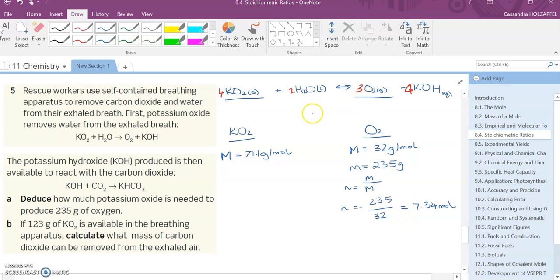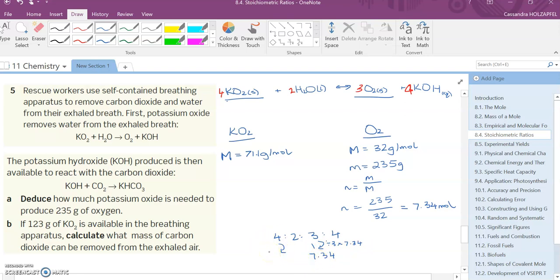Okay, so in our original expression, we've got this ratio, 4 to 2 to 3 to 4. In particular, we've got this oxygen here, which we know we have 7.34 moles of. So what have I multiplied this by to get to here? Because whatever I've done to this, I'm going to need to do the same thing to this expression here. So what I'm going to do is first divide by 3, and then multiply by 7.34, because if I divide by 3, that gets me down to 1 mole, and then if I multiply by 7.34, that's going to get me up to 7.34. So I'm going to do the same thing with this.